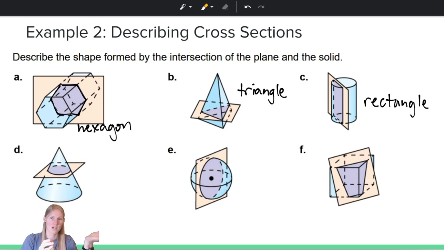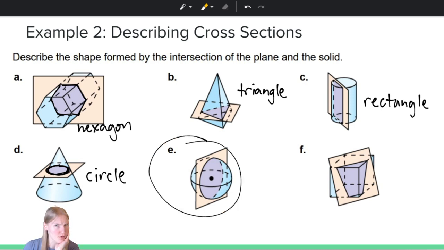But again, look, we're cutting parallel to the base of this cone. So what is the base of the cone? It's a circle. If we cut parallel, our cross-section is going to be the same as the base. So for part D, we have a circle. A circle for our cross-section. And you can see if I highlight the purple shape they have drawn, that is a circle. Awesome. All right, part E.